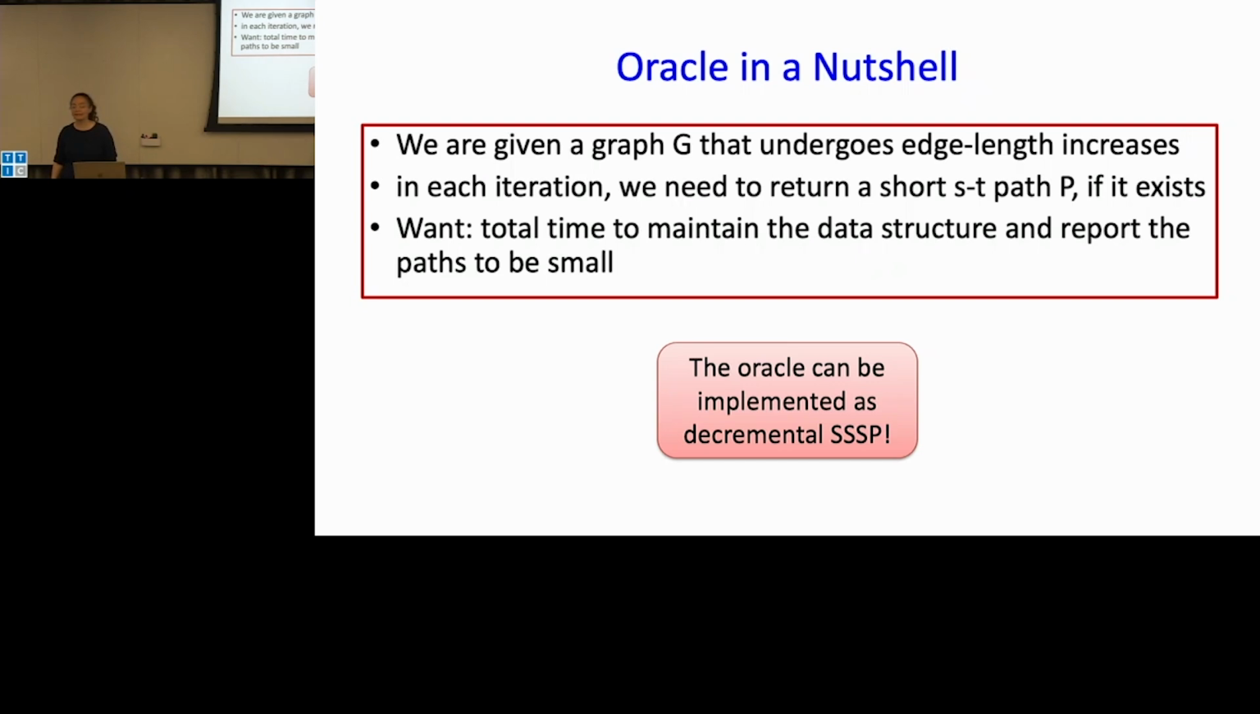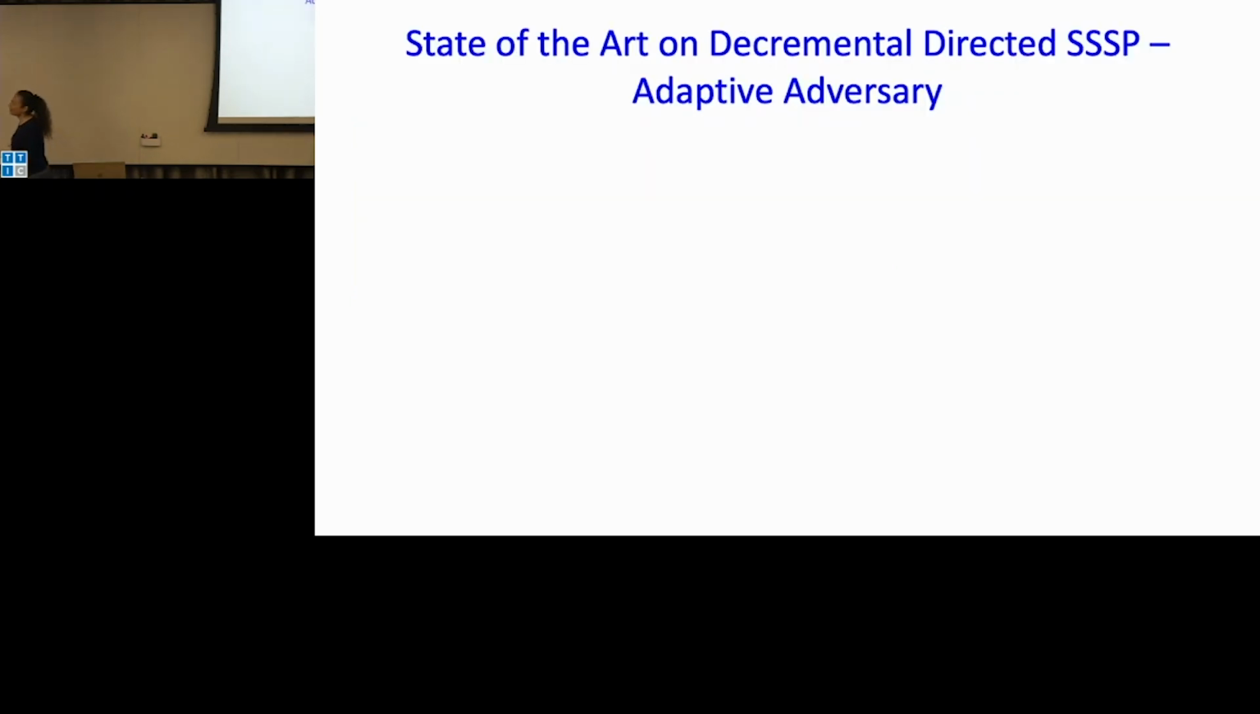Okay, let me now tell you what is known about this decremental single source shortest path. And again, I want to emphasize that for undirected graphs, the problem is very close to being solved. There are really good algorithms. But for directed graphs, this is not the case. And also here, I will only talk about adaptive adversary because this is what we need. If you don't know what it is, it doesn't matter. It's just for people who know what it is. I just want to highlight that I will not be mentioning the other kind.